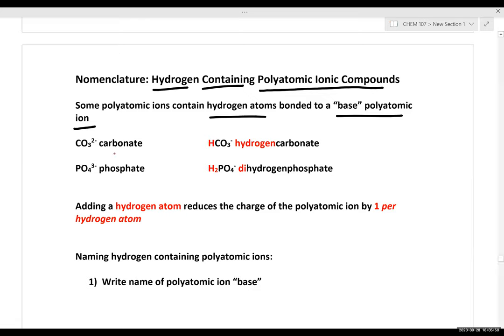Okay, so for example, if you start with carbonate and you add a hydrogen, it becomes hydrogen carbonate. You start with phosphate, you add two hydrogens, it's dihydrogen phosphate. So adding a hydrogen atom, H plus, reduces the charge of the polyatomic ion by one per hydrogen atom. Does everyone see how the charge decreases? It becomes a smaller number when we add hydrogen ions. Does that make sense to everyone?